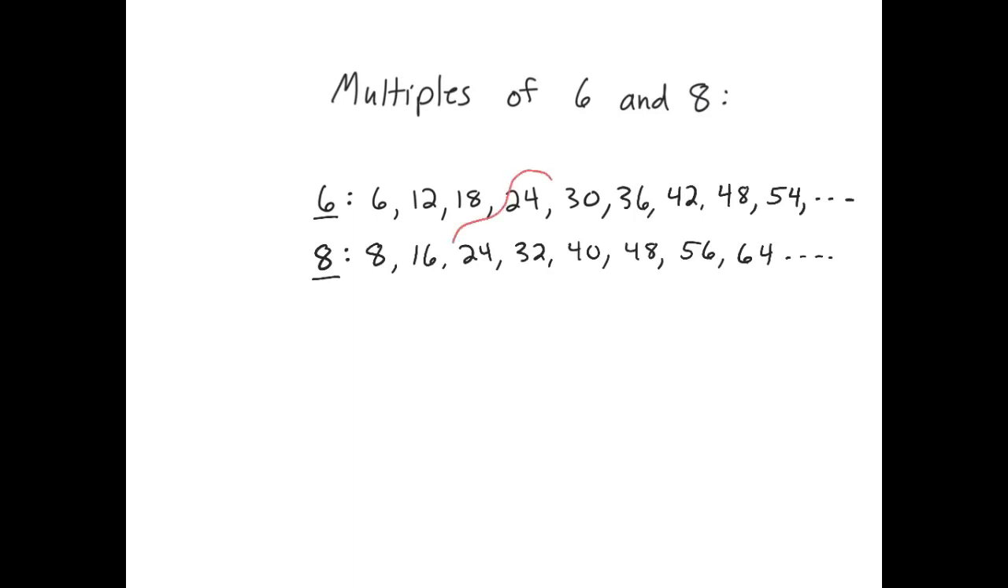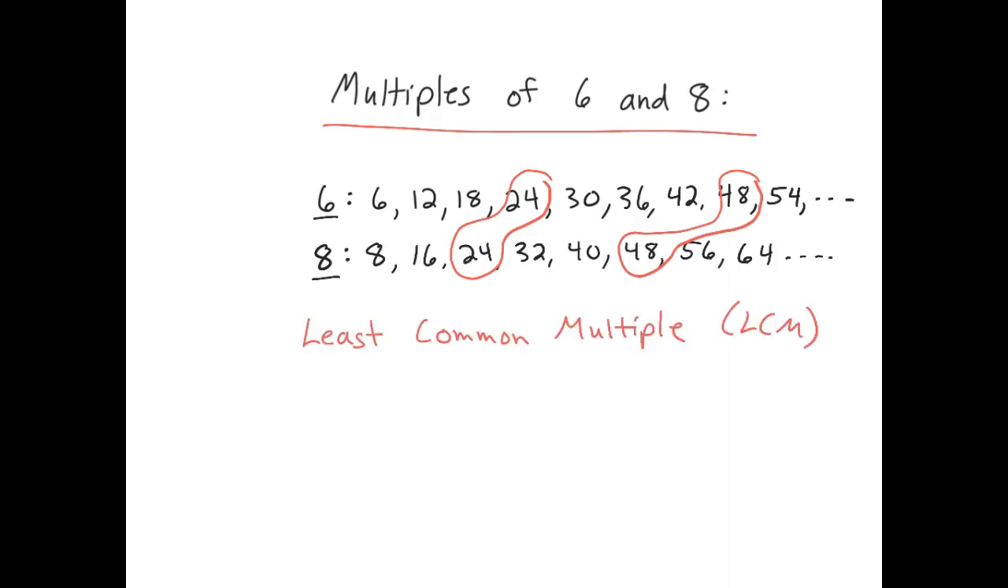Well, I see here's a common multiple, and I see here's another one, which means 6 goes into 24 and 6 goes into 48, but 8 goes into 24 and 8 goes into 48. Now what I'm interested in is the least common multiple. The least common multiple, which is often written LCM, is the least or smallest multiple that's common to both. So in this case, the LCM would be 24.